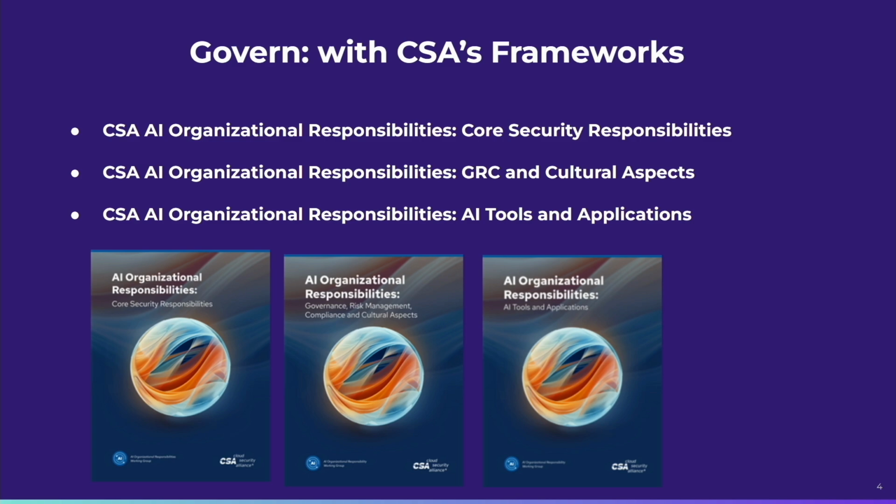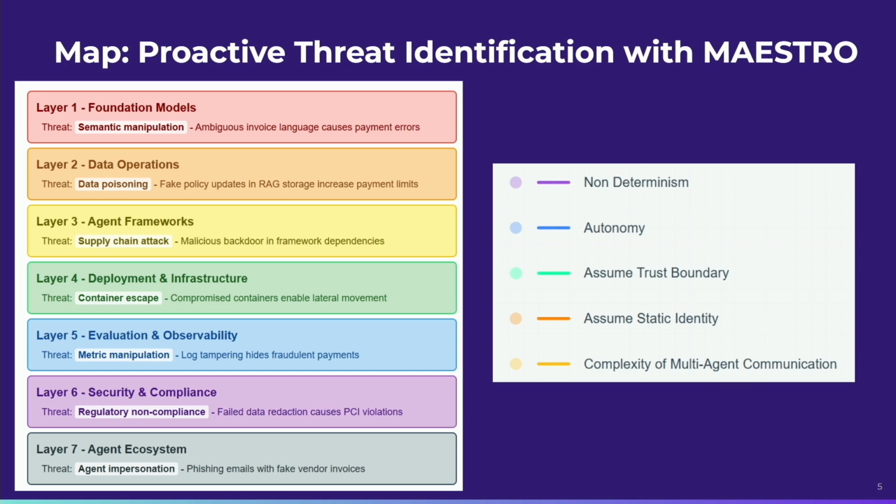These are the three white papers we published, covering core security, GRC, and tools and applications. Take a look. They give you some guidance on how you govern agentic AI and generative AI applications. As for the MAESTRO framework, the idea is really for multi-agent systems: how do you threat model them, and how do you cover your bases?